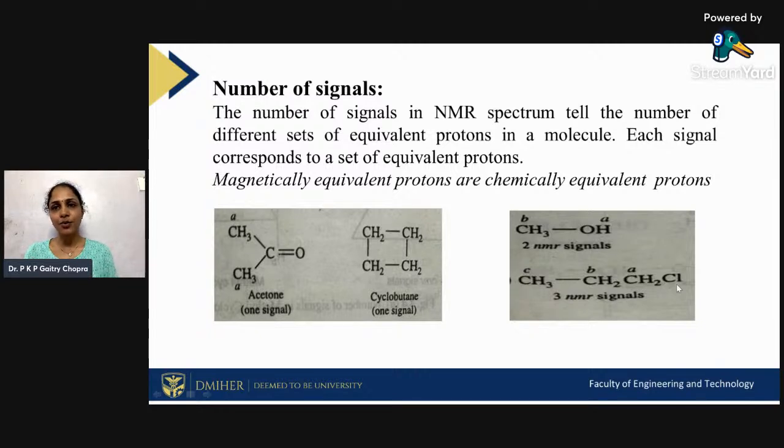And what are equivalent protons? Equivalent protons are nothing but the protons which have a similar or the same magnetic environment or chemical environment. I've written a statement that magnetically equivalent protons are generally chemically equivalent protons. But the reverse of this is not always true. It is not necessary that chemically equivalent protons will always be magnetically equivalent protons. But the reverse, that is magnetically equivalent protons, are always chemically equivalent.